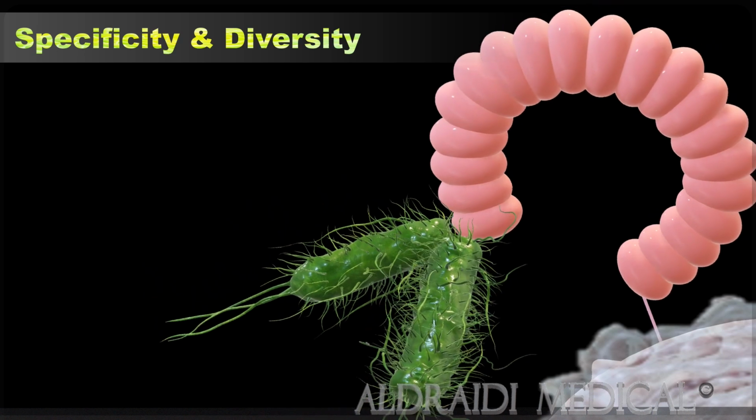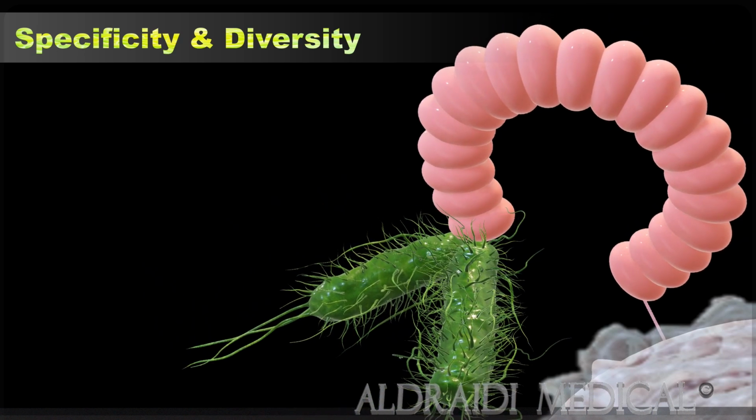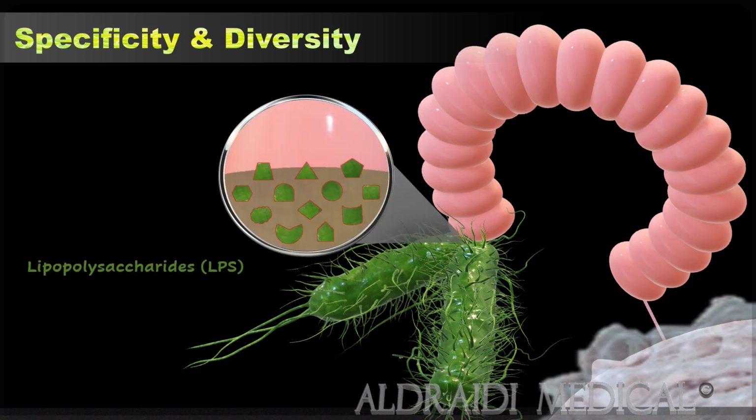And such patterns are called pathogen-associated molecular patterns, and an example of these patterns is the lipopolysaccharides found in the outer membrane of gram-negative bacteria. So the pattern recognition receptors on your immune cells are able to recognize the pathogen-associated molecular patterns of the pathogens.